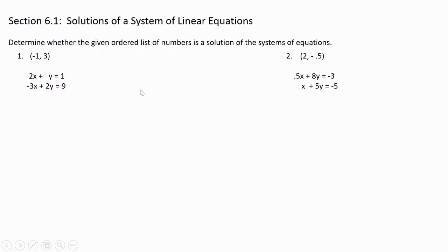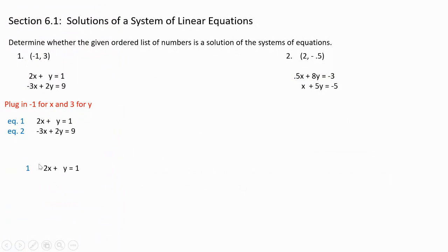Okay, so let's start with question number 1. It says, determine whether the given ordered list of numbers is a solution of the system of equations. The objective here is to plug in -1 for x and 3 for y on the left side of the equation. If the left side equals the right side, then it is a solution, but it has to be true for both equation 1 and equation 2. I call the first equation equation 1 and the second equation 2.